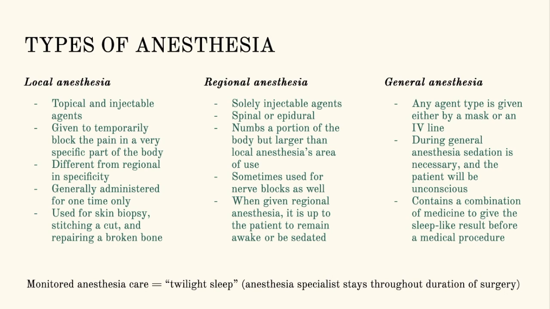Lastly, general anesthesia is any agent type that is given either by a mask or an IV line. During general anesthesia, sedation is necessary and the patient will be rendered unconscious, and it usually contains a combination of medicine to give the sleep-like result before a medical procedure. There is one more type of anesthesia, monitored anesthesia care, otherwise known as twilight sleep. This type is when an anesthesia specialist stays throughout the duration of surgery because the anesthesia amount is that high.